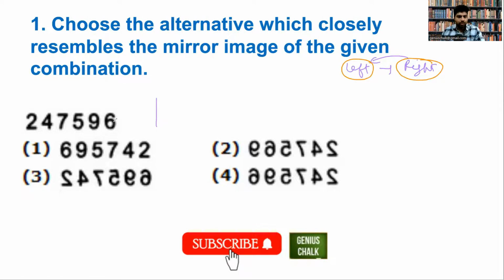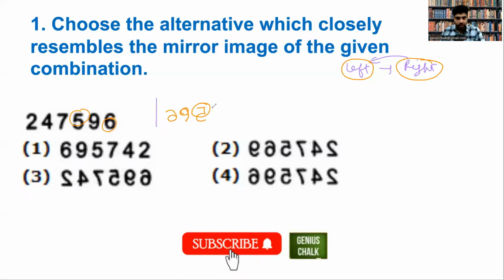So if this is 6, it is going to be like this. This bulging part has to be here. Now if this is 9, this bulging part has to be on the top, so it is going to be like this. Then 5 has to be something like this. This top portion should be the same, only the left and right should be changed.